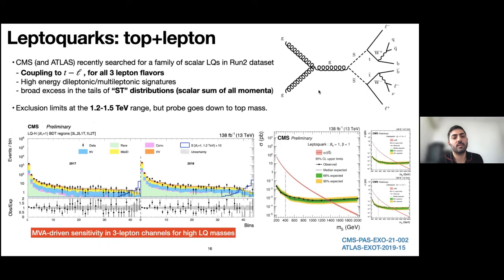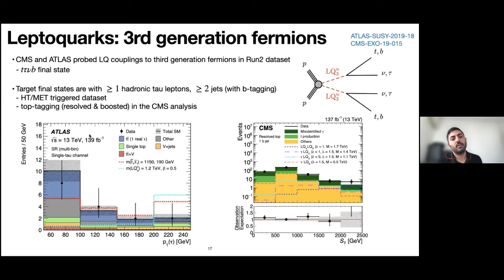Using MVA techniques and two, three, and four lepton final states, CMS and ATLAS are able to probe such models and set limits in the 1.2 to 1.5 TeV range. But of course, the important thing is that the probe also goes all the way down to the top mass, since, as the recent tensions in the B sector show, we don't know what we will get. So it's good to really probe the entire mass range for a given model. And this is a new family of leptoquark searches that probe these flavor off-diagonal couplings. Similarly, CMS and ATLAS also look for pure third generation fermion searches.